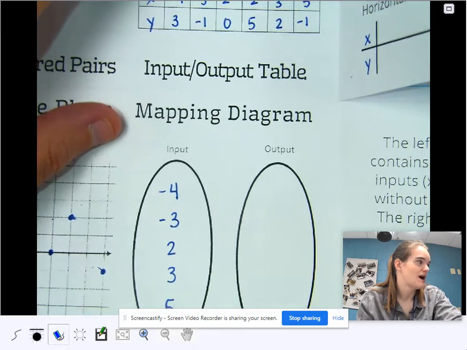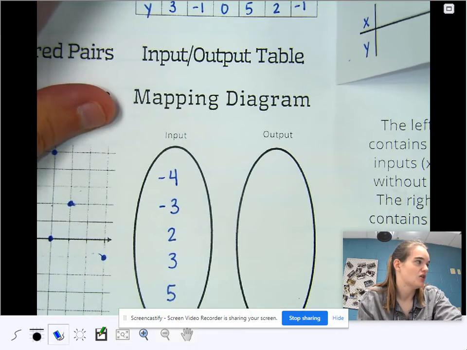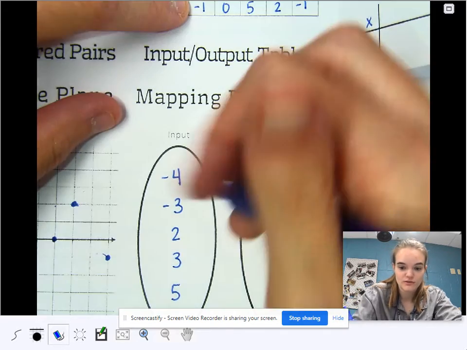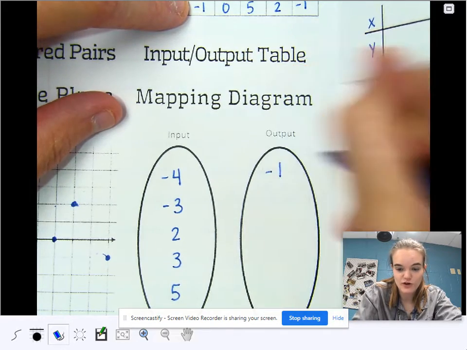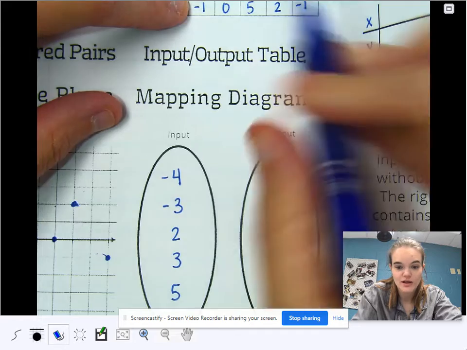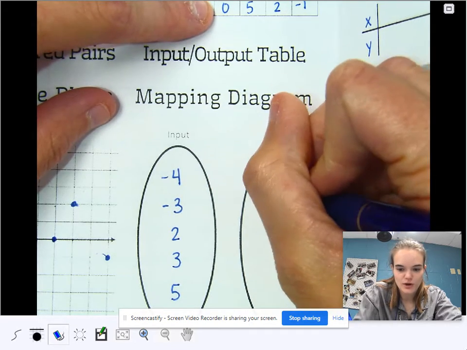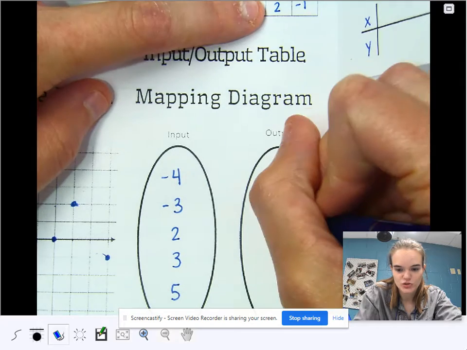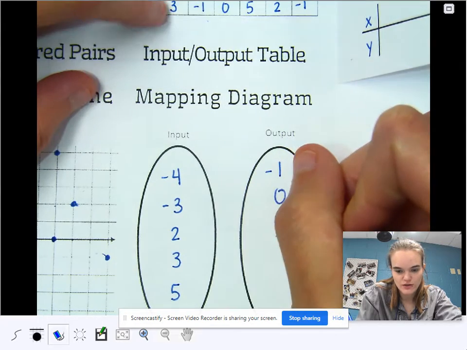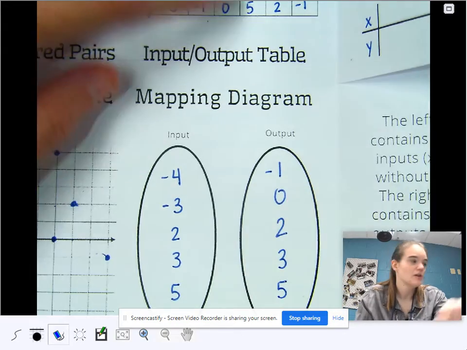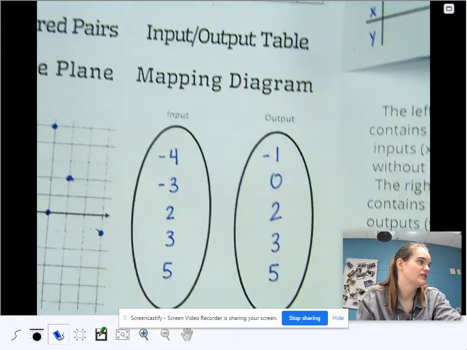I'm going to put the y values in. I also am not going to repeat. I'm going to order the y values as well. Negative 1 is going to go first because it's the smallest number. There are 2 of them, but I'm not going to put 2. 0, then 2, then 3, then 5. There are all my inputs and outputs listed.